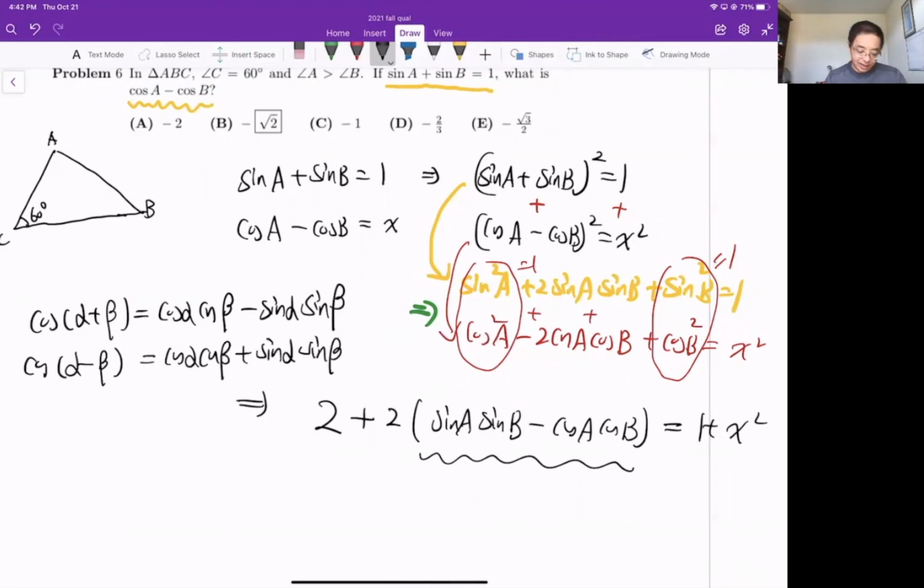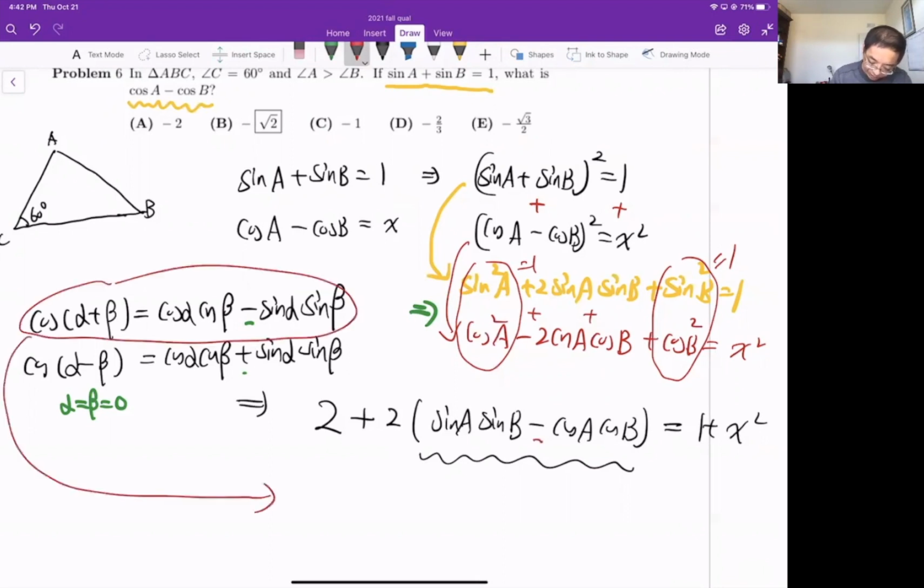Sometimes, if you forget whether it is plus or minus, you can choose special angles to try it. For example, choose alpha equals beta equals 0, and then you can determine whether it's plus or minus. Based on this, we have the minus, so this is the sum formula for cosine. Then we get minus twice cosine of A plus B equals 1 plus X squared.